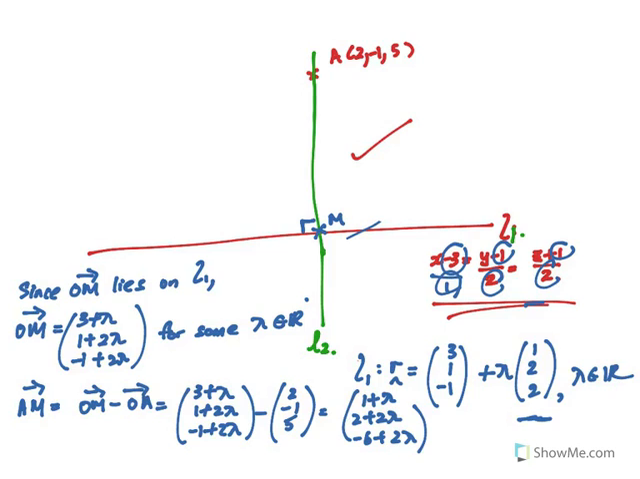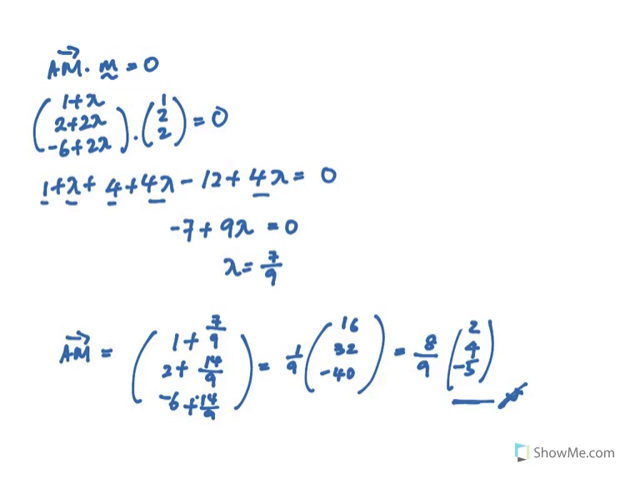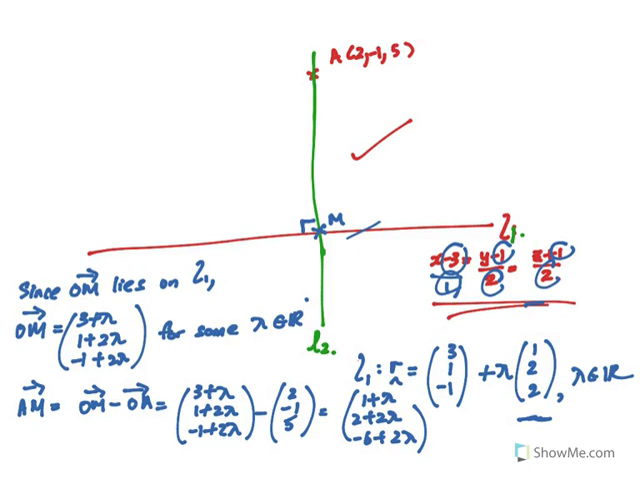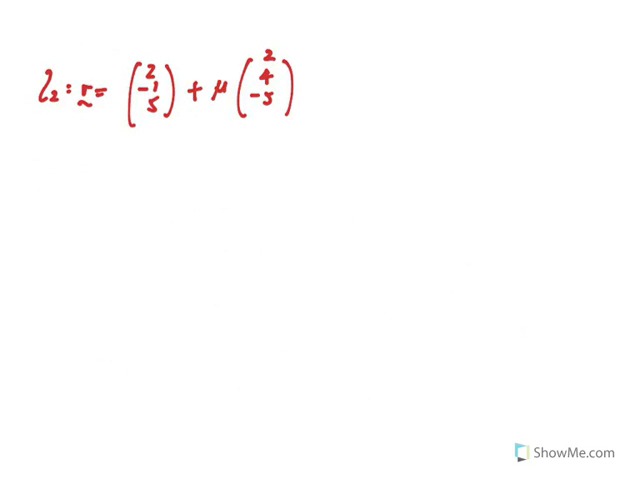So the equation of line 2 is r = (2, -1, 5), the position vector of A, plus mu (2, 4, -5). We don't use lambda anymore because we used it just now. (2, 4, -5) came from here, and (2, -1, 5) comes from here. Mu is a real number, and that's the equation of line 2, the line that passes through A and is perpendicular to and intersects line 1.